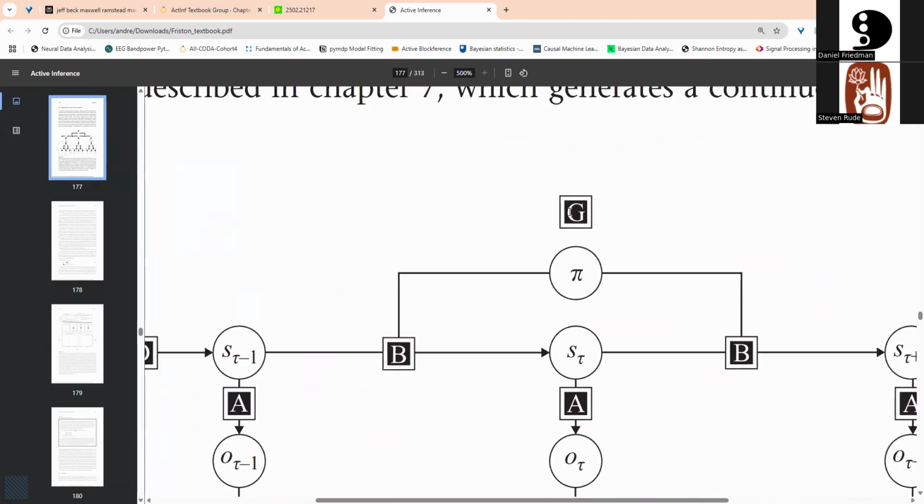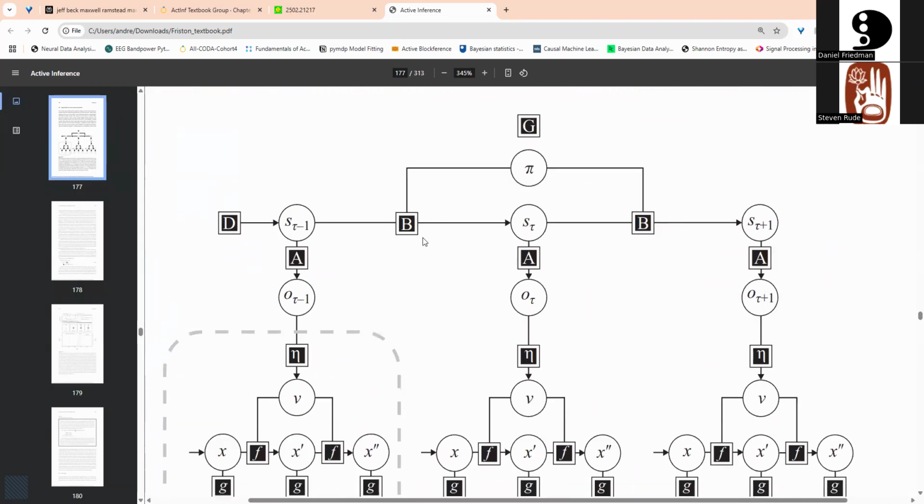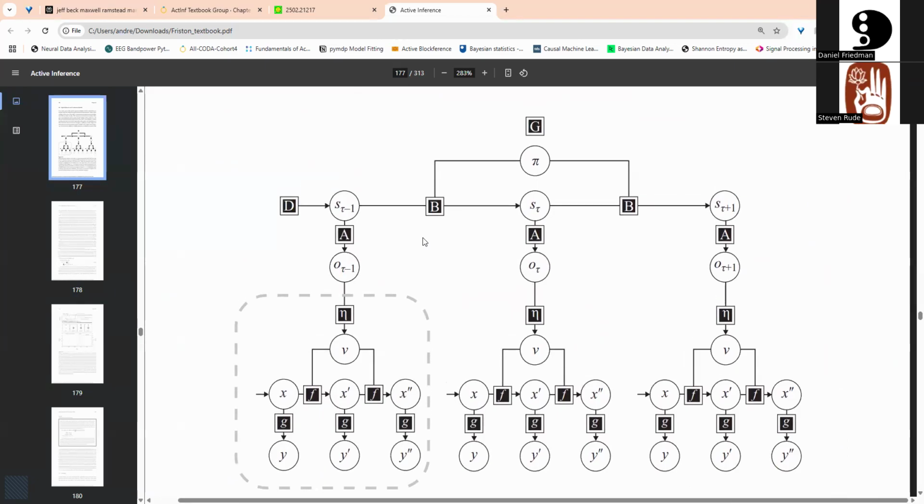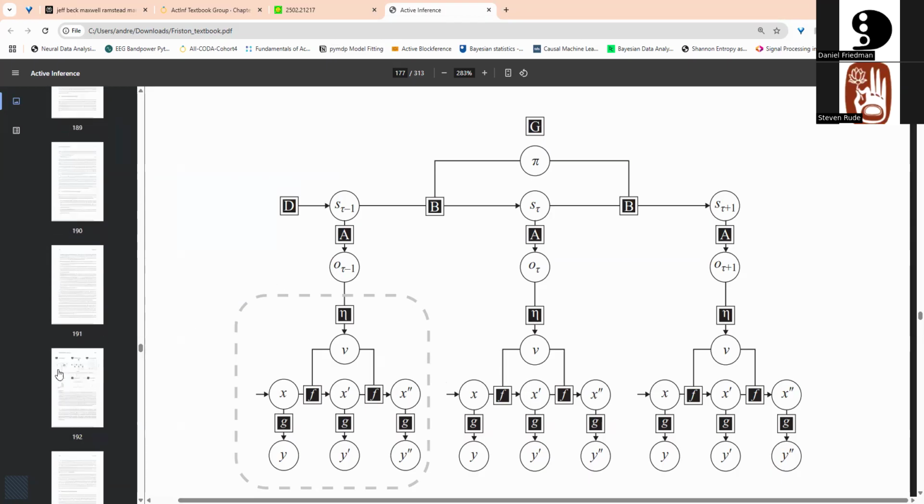We do have G, expected free energy. But it is a textbook, so you can certainly build your way up to this. And frankly, I think this would be one of the most complex models that's shown throughout the textbook.